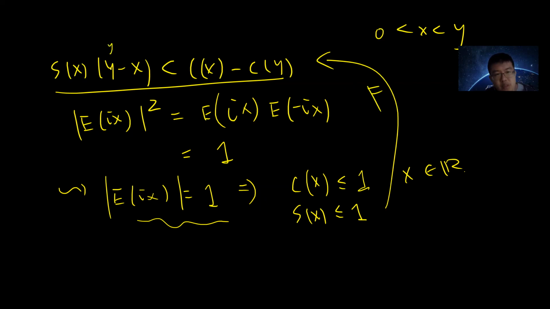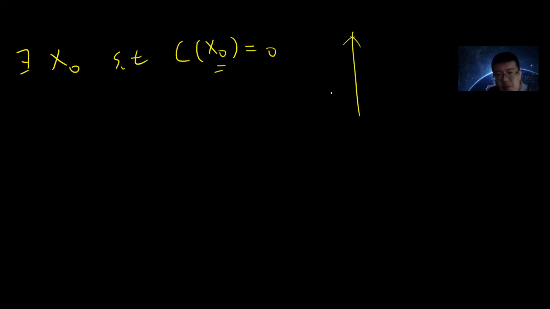Because y can be arbitrarily large, if you fix x which is non-zero and let y be arbitrarily large, then the left-hand side will become infinity. But the right-hand side can only be bounded by 2. So there is a contradiction. So that means there is an x zero such that c of x zero is 0. The first point where cosine goes to 0 is pi over 2.